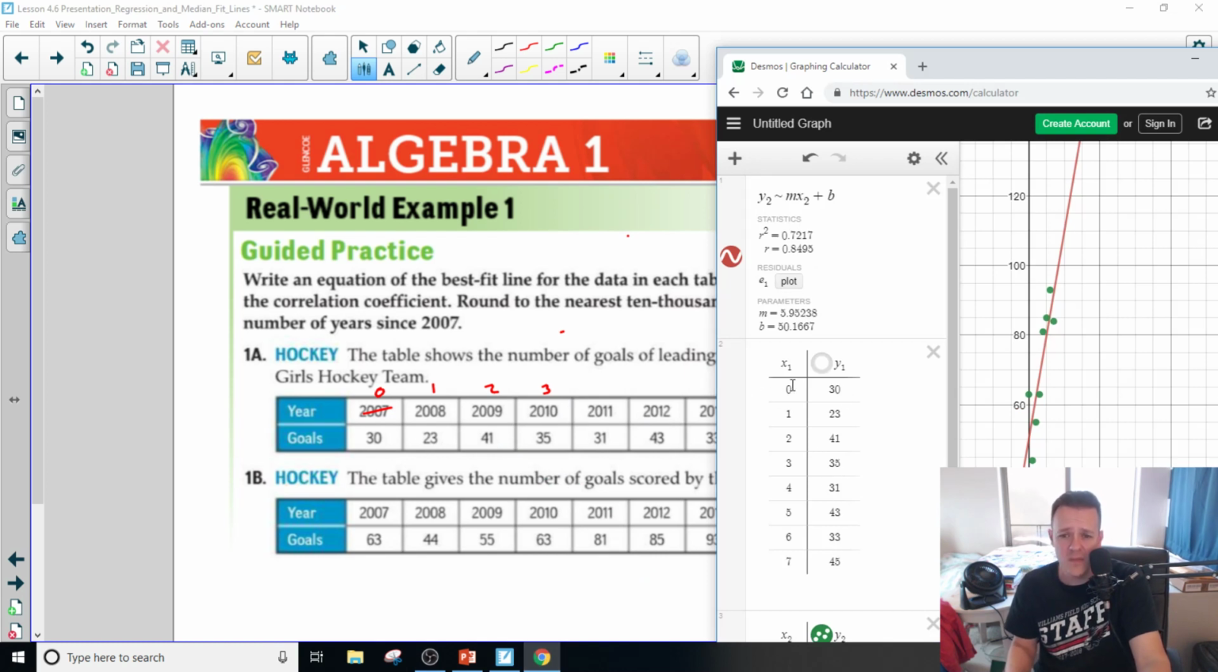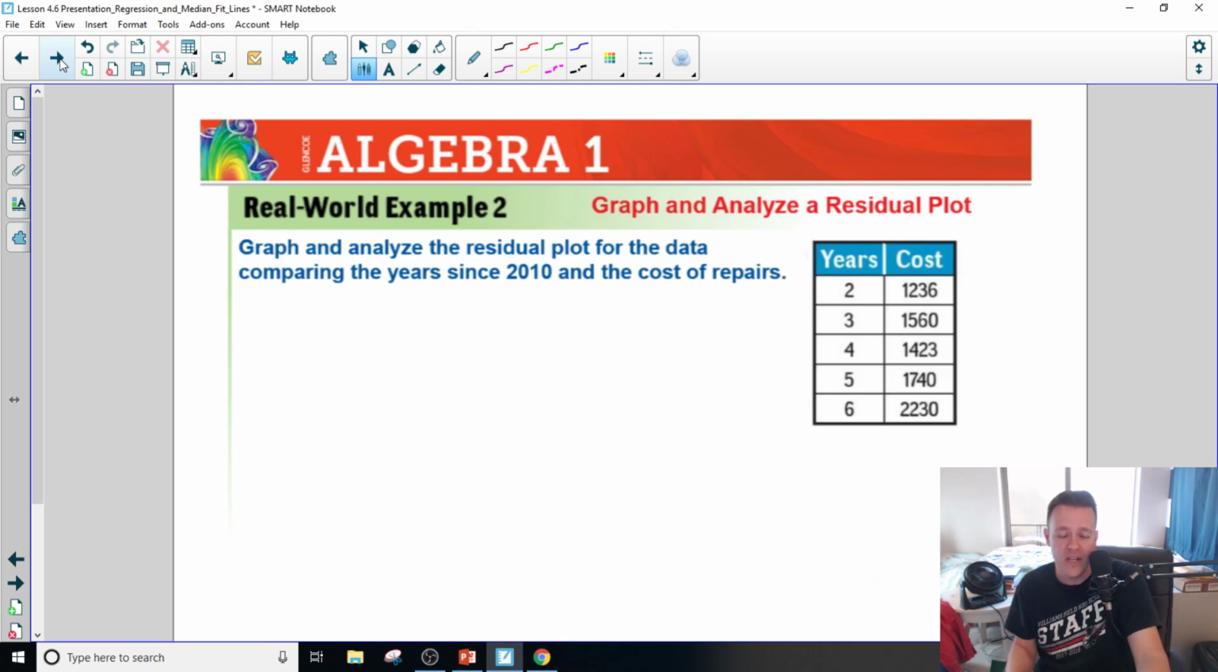And if I want to write the equation, my equation would be y equals my m, which is 5.95x plus 50.167. Sorry, I keep sneezing. All right, so hopefully you understand how to do that, okay? All right, let's move on.